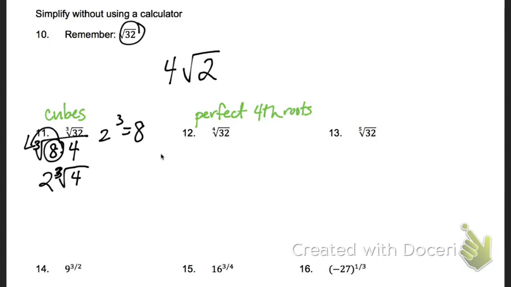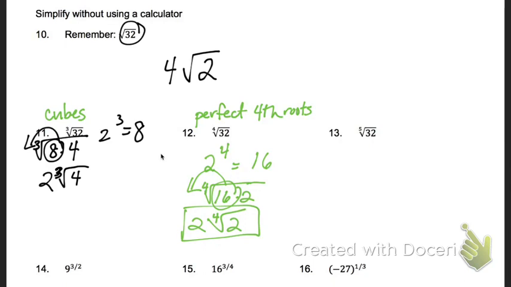So are there any perfect fourth powers in there? Like, is anything to the fourth power inside 32? 2 to the fourth is 16. Good. 16 times what is 32? 2. So when I pull this out, since there's a 4 here, it becomes 2 fourth root of 2.